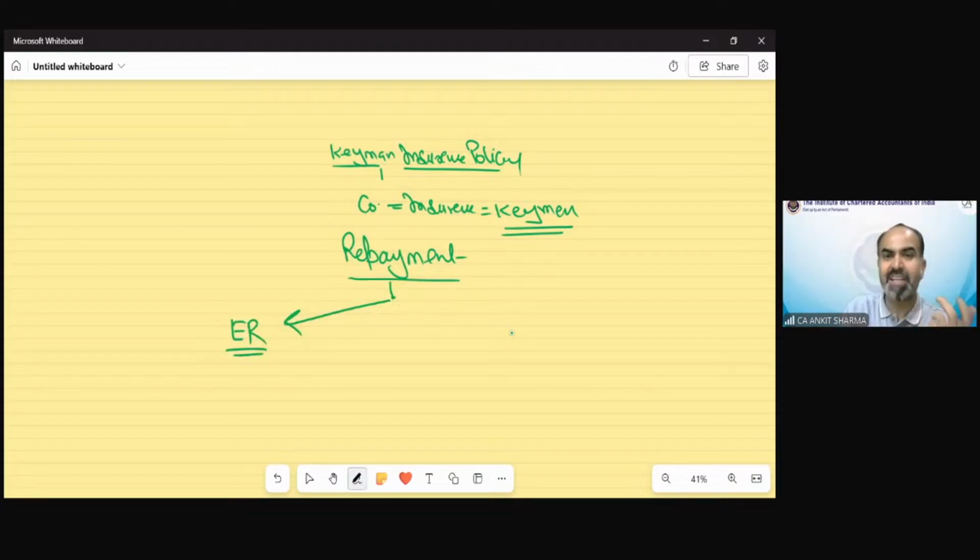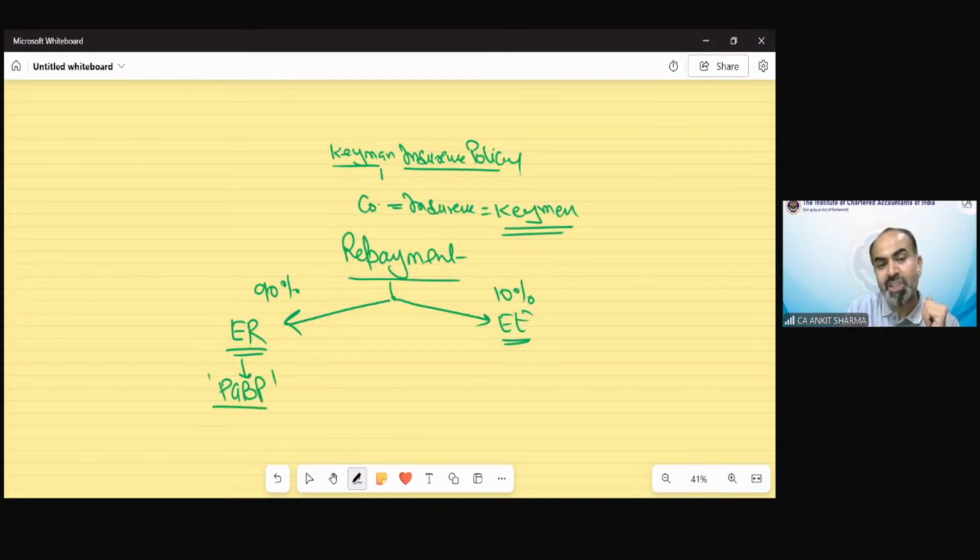The majority part is generally received by the employer because he is the one who is paying the premium. Suppose 90% is received by the employer, and in the policy it has been written that some part needs to be transferred to the employee. Whatever amount the employer receives against the keyman insurance policy is going to be taxed as the employer's PGBP. So the repayment of a keyman insurance policy, if received by the employer, is going to be taxed under the PGBP head. If the amount has been received by the employee, there would be two more cases.